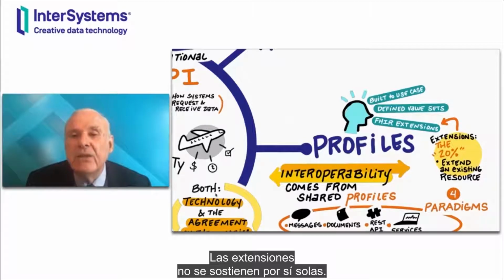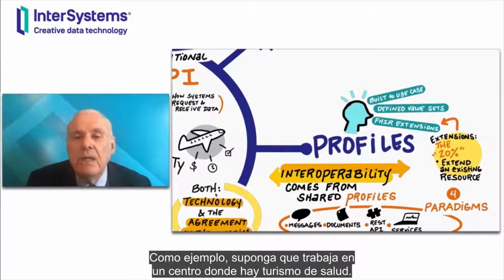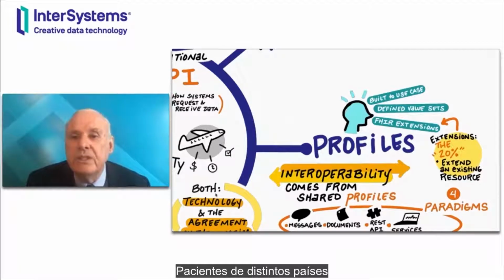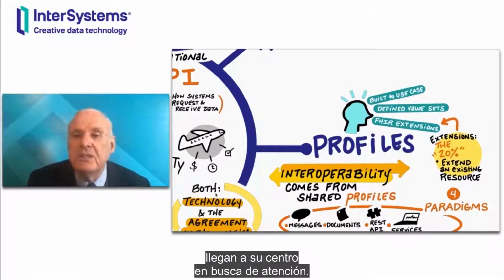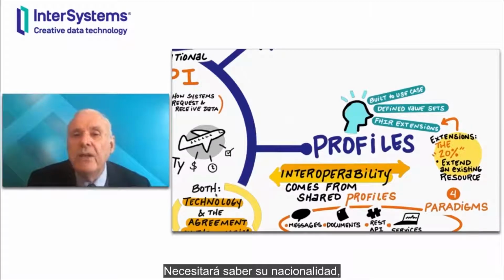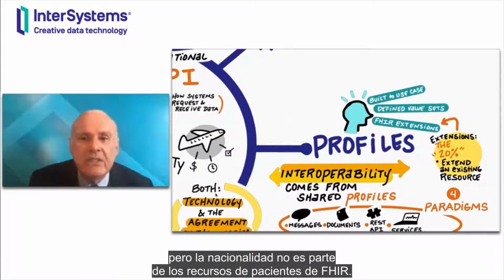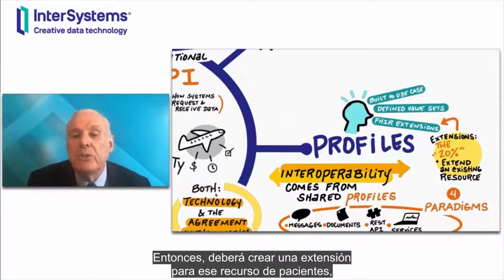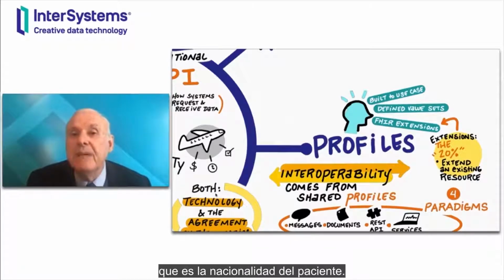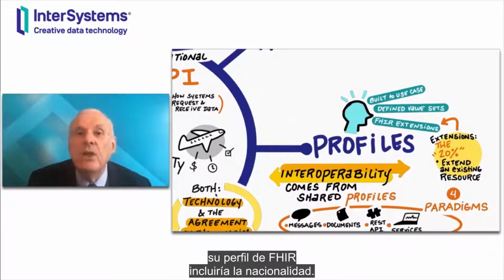Extensions do not stand on their own. So as an example, suppose you were a facility that was involved in medical tourism. Patients from different countries come for healthcare at your facility. Well, you need to know their nationality, but nationality is not part of the FHIR patient resource. So you would create an extension for the patient resource that is the patient's nationality. So in your implementation, your FHIR profile would include nationality.